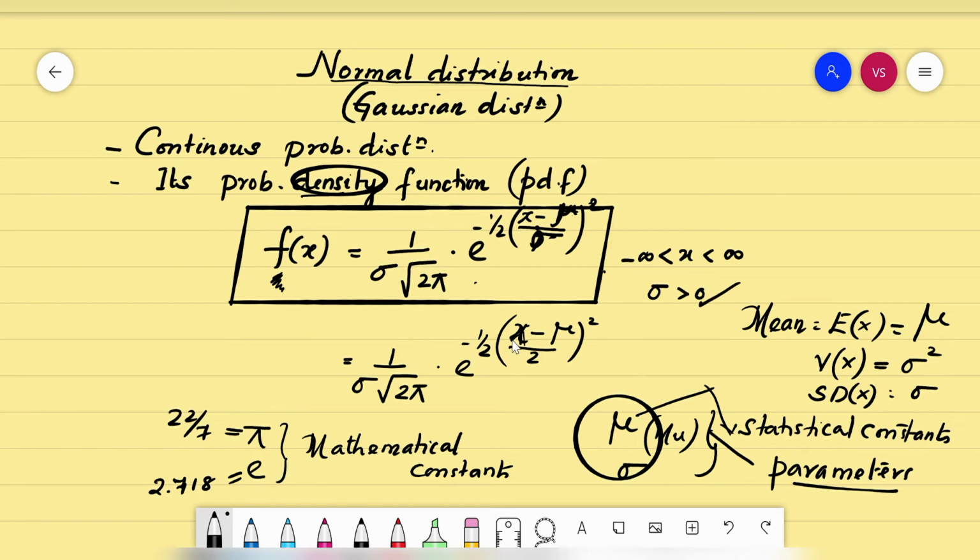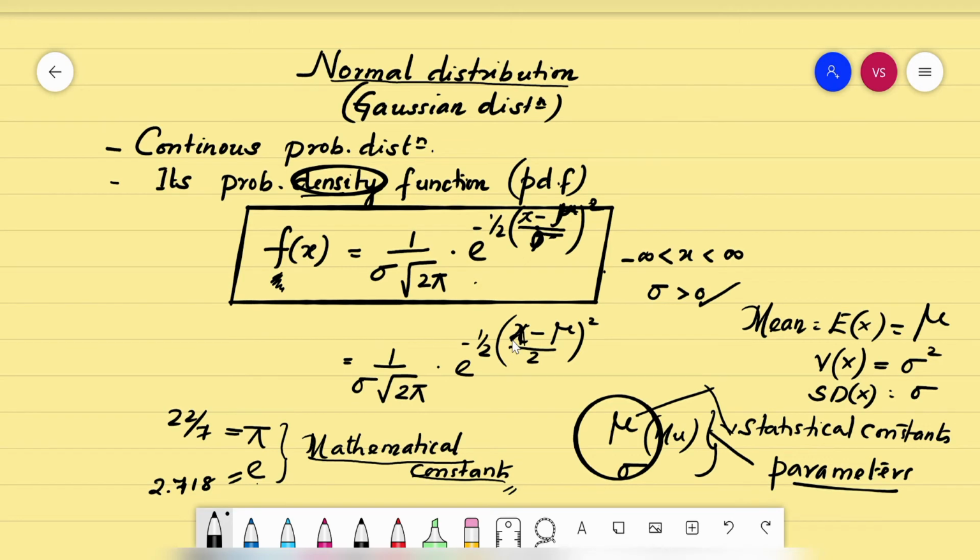Here we see four constants, that is pi and e, mu and sigma. Pi and e are mathematical constants which have some particular value. When we have a value for it, then we don't need to worry about those constants. But we only have to worry about those constants which don't have a particular value, and those constants are called parameters or statistical constants, and they are the parameters of this normal distribution.